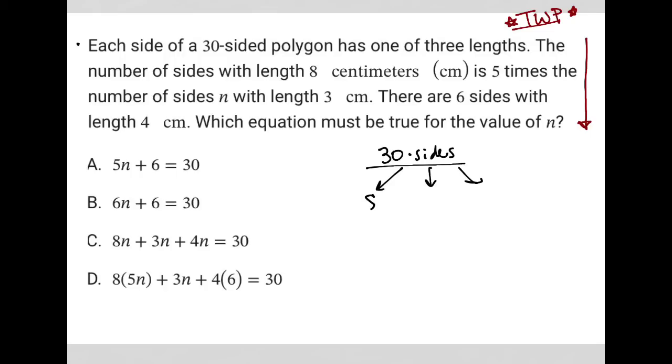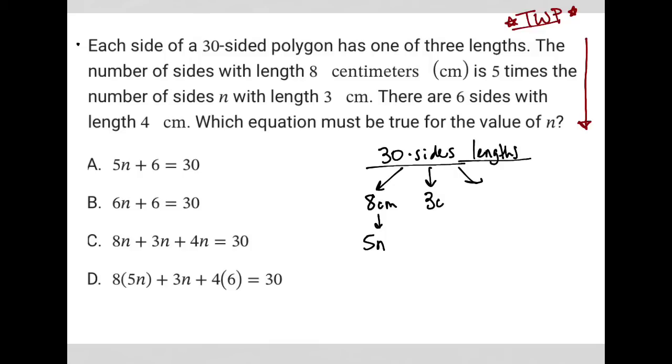Okay, so if 8 centimeters is one of those lengths, it is 5 times the number of sides n with length 3 centimeters. Okay, so 3 centimeters, but the number here is 5 times the number of sides n. We know we have a 30-sided polygon, so that's interesting. So 5n with length 3. I'm not exactly sure how to solve that right now, but I'll just leave it this way.